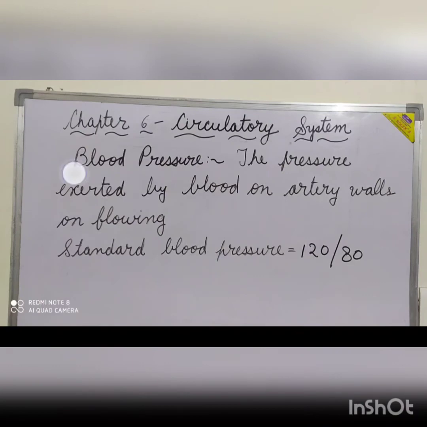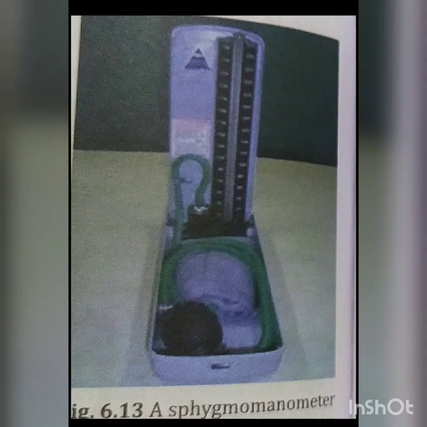What is blood pressure? It is the pressure exerted by the blood on the artery walls while flowing. It is measured with the help of an instrument called a sphygmomanometer. See in the figure, this is a sphygmomanometer which is used for measuring the blood pressure.